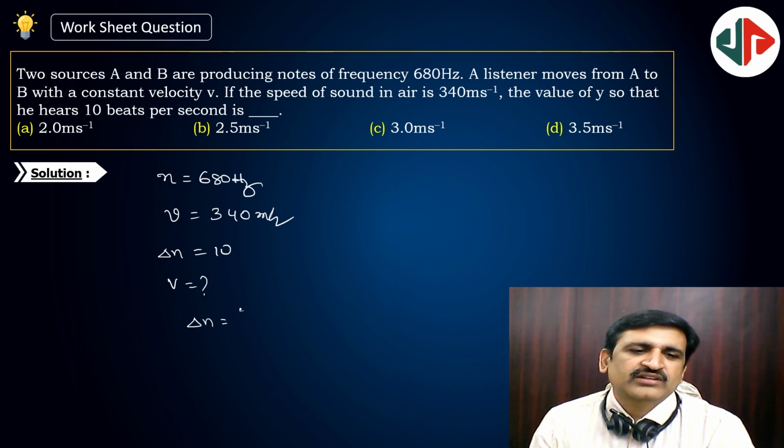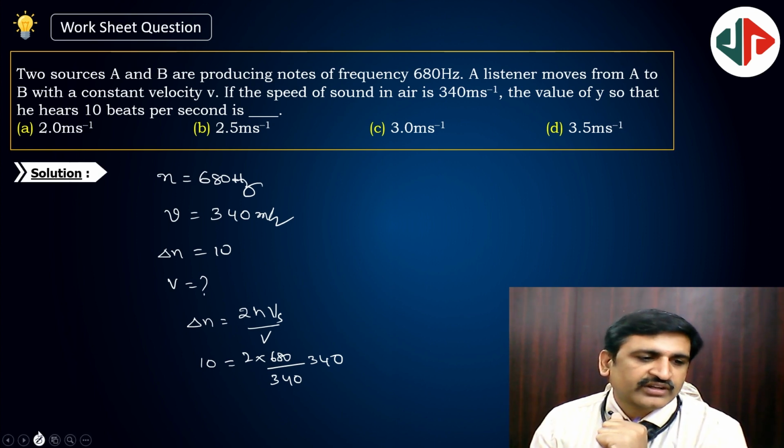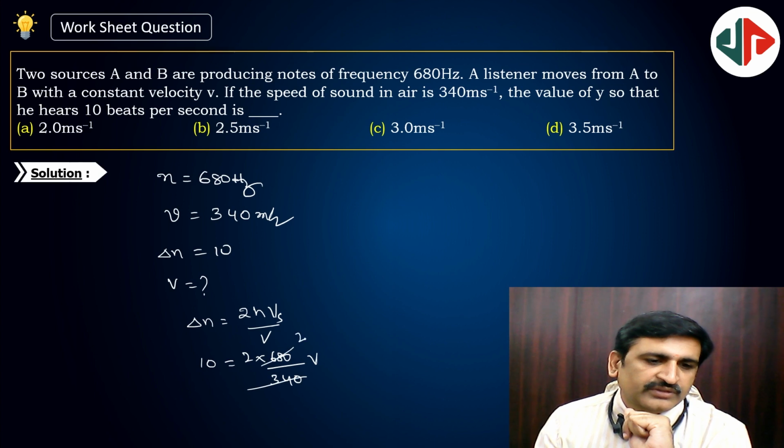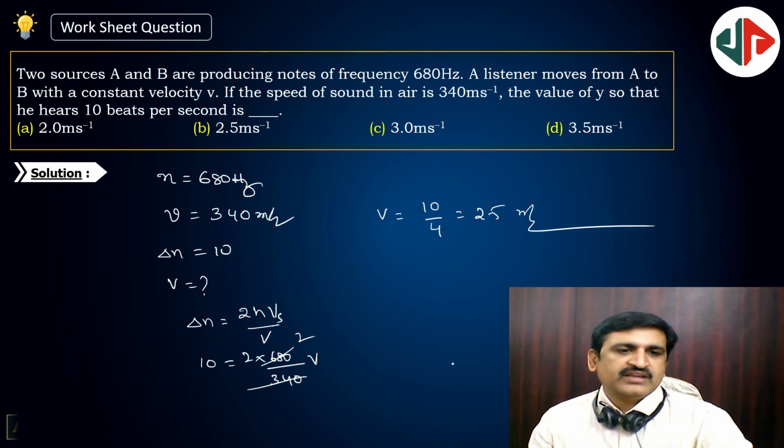Delta n is equal to 2n Vs by V, you can use. Delta n is 10, 2 into 680 by 340 into Vs, where V is 340. Vs is the velocity, that only we have to find. So this will be 2 times, so V is equal to 10 by 4. 10 by 4 is equal to 2.5 meter per second. So that is B.